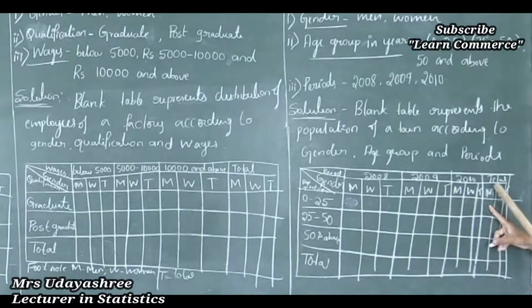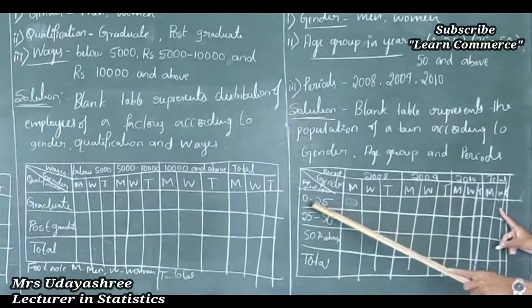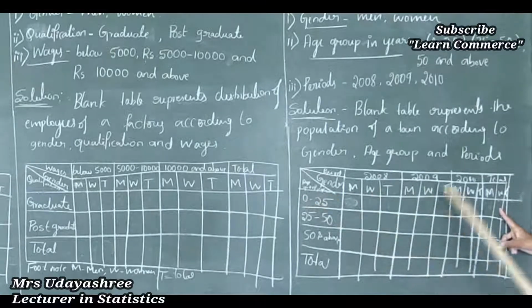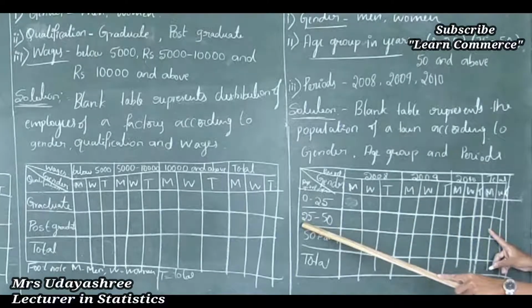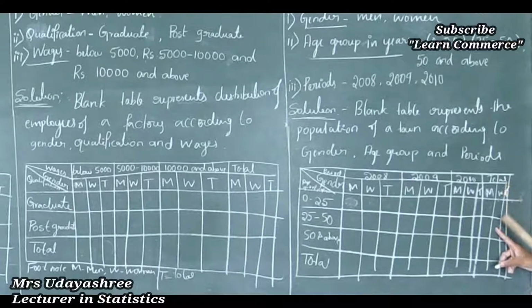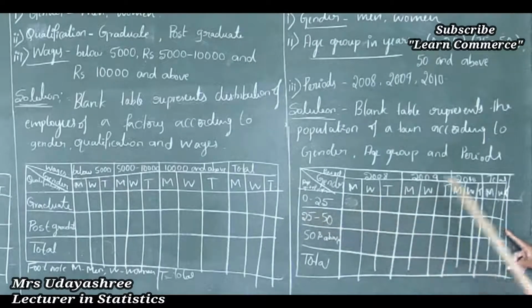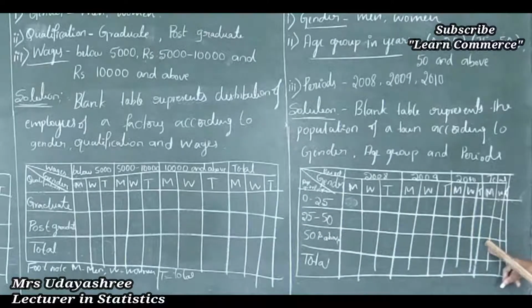So this column indicates the total number of men population in the age group 0 to 25, and this column indicates the total number of women population in the age group 0 to 25, and this column indicates the total number of population in the age group 0 to 25. Like that this column indicates the total number of men population in the age group 25 to 50, and the women in the age group between 25 to 50, and this column indicates the total people in the age group between 25 to 50. Like that this one also 50 and above total.